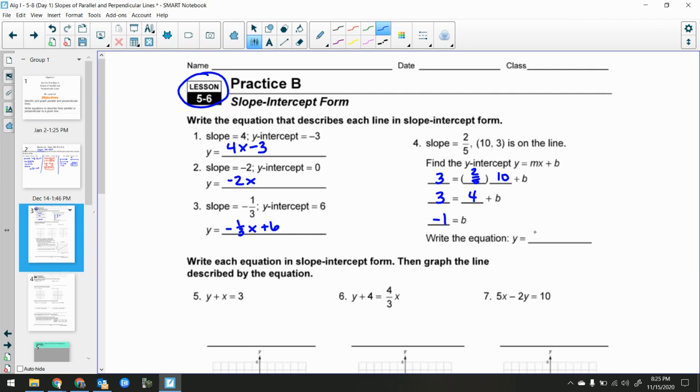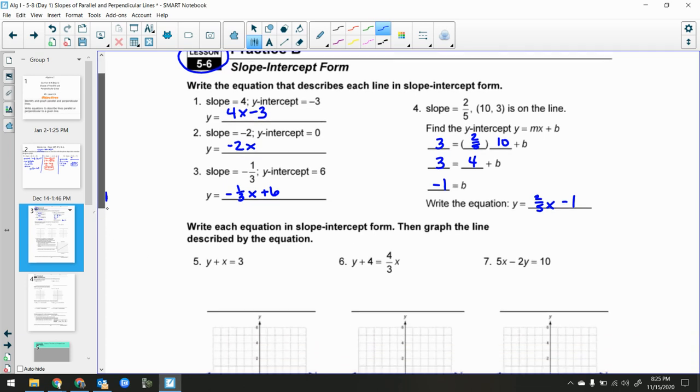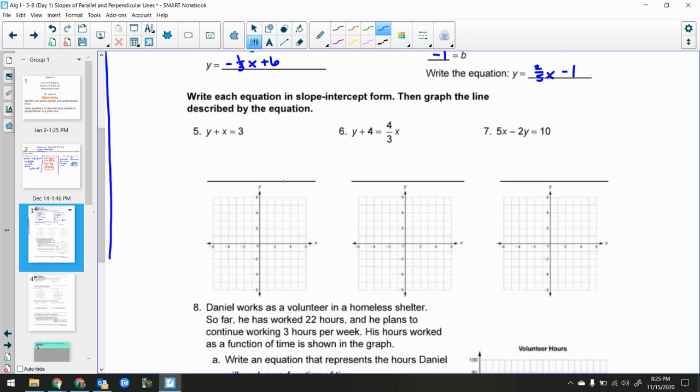So y is equal to 2/5 x minus 1. Okay. Graphing the line here, now remember that we should write it in slope-intercept form, which means I've got to get y alone. So I subtract x from both sides. So y is equal to -x plus 3. That means my y-intercept is 3, and I have a slope of -1: down 1, right 1, down 1, right 1.